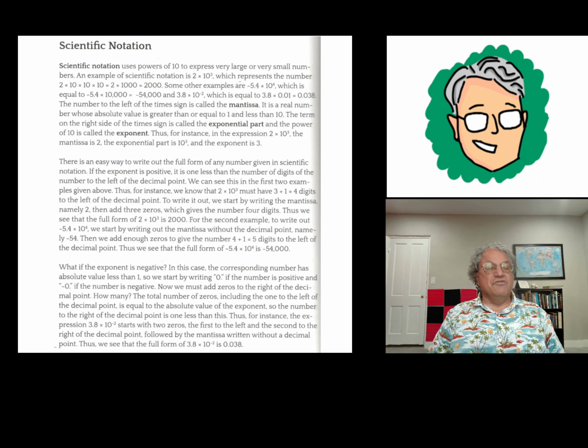So I think I'll just start with a few examples here. I give an example on this slide and the following one. The example I show on the bottom here is a very small number. Say we wanted to represent 3.8% in scientific notation. Well, percent just means over 100, so that would be 0.038 if you wrote it as a decimal.